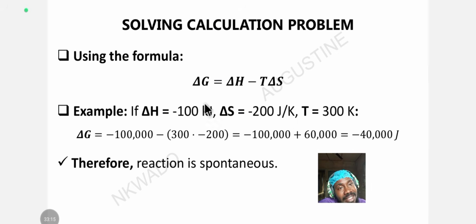Okay, they are not asking you what the Gibbs free energy is, but to check if the reaction is spontaneous. So remember how to know if a reaction is spontaneous using the Gibbs free energy. If the Gibbs free energy is negative, that shows that the reaction is spontaneous. That's when it's less than 0. But when it's greater than 0, it shows that the reaction is not spontaneous.